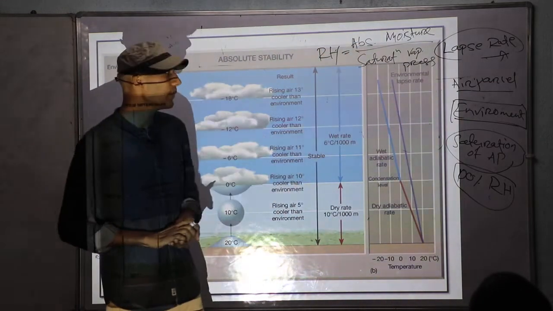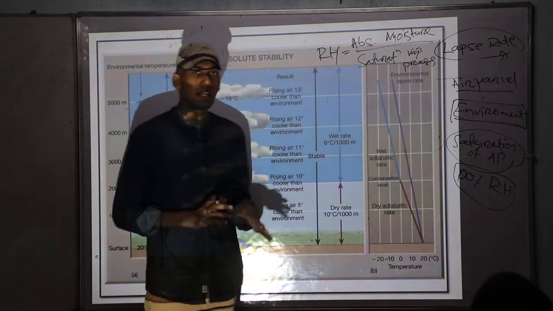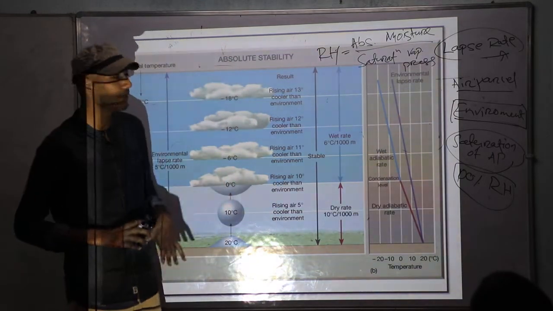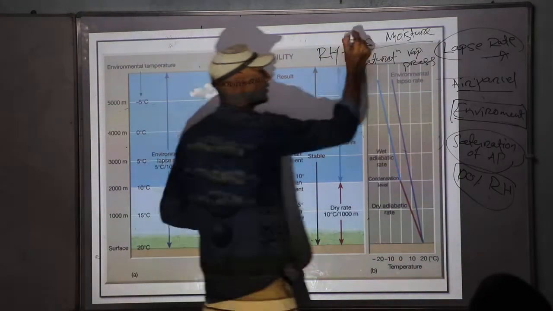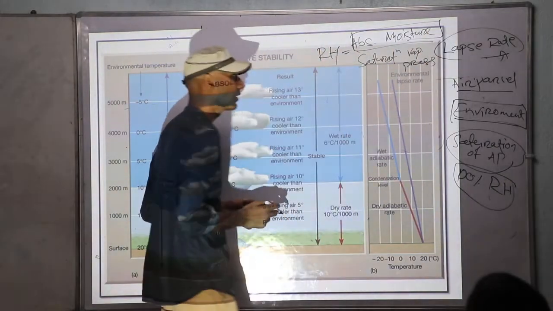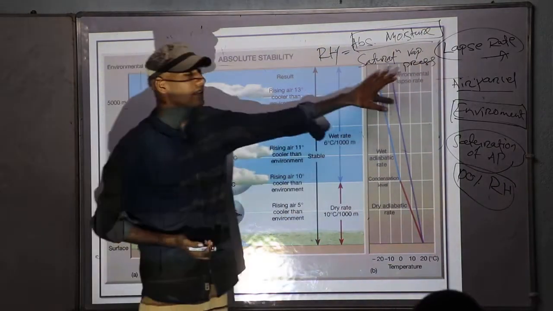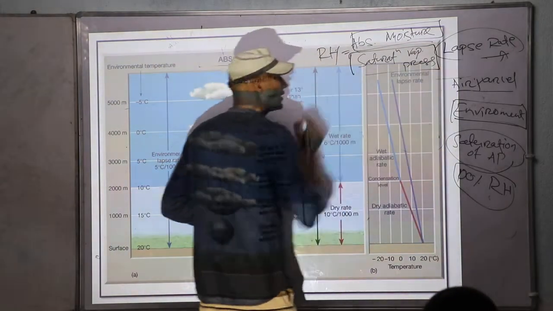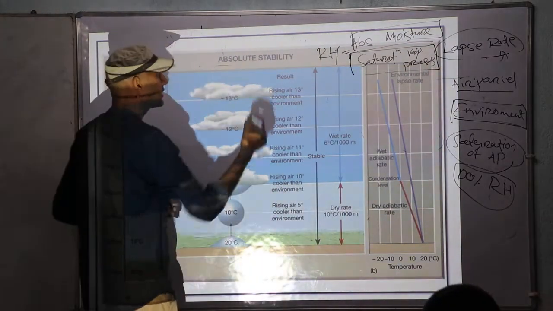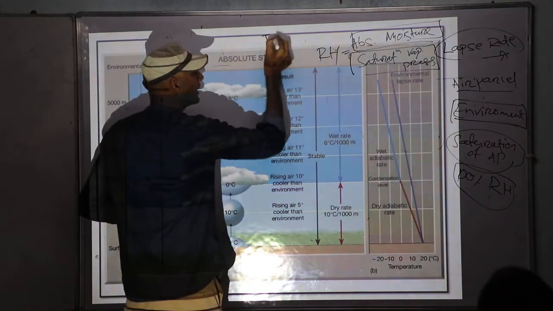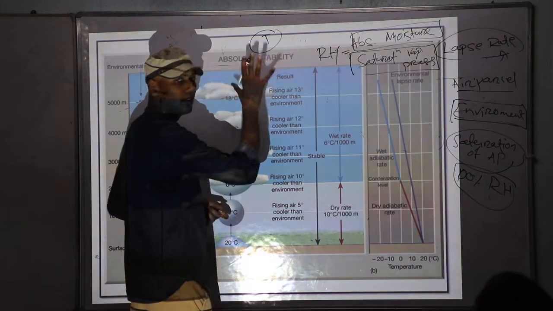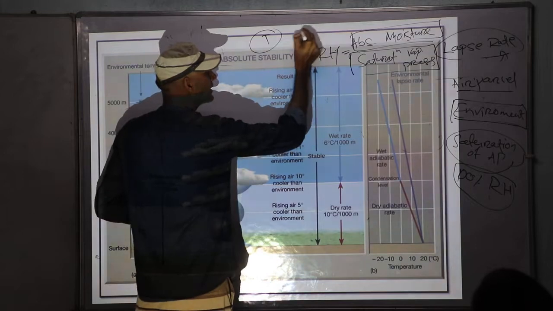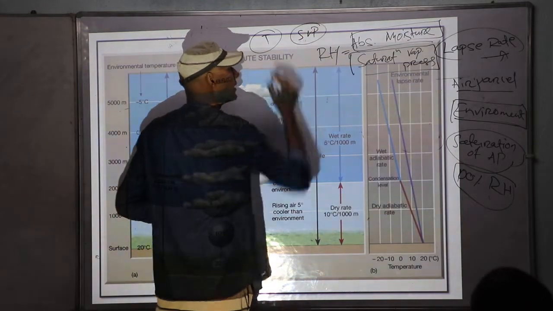So what is absolute vapor pressure? That means the total amount of moisture content in the air parcel at present. That is your absolute moisture content or absolute vapor pressure. Talking about saturation vapor pressure, that is constant for a temperature. This saturation vapor pressure will be constant at a certain temperature T. At that temperature the saturation vapor pressure will be constant.